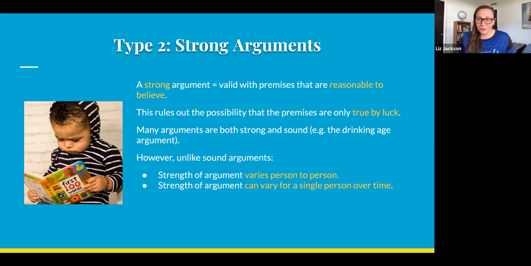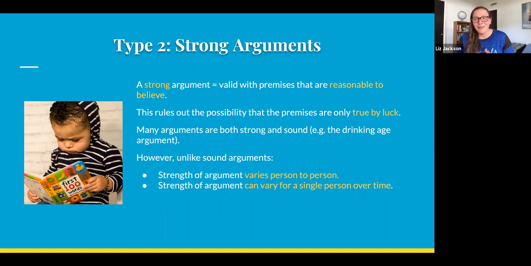So I actually think children are a really good example of both of these facts. An argument might be strong for you that isn't strong for a child because a child just doesn't have access to the same kind of evidence that you have. And same with you as a child versus you now. An argument might be strong for you now that wasn't strong for you as a child because as a child you just didn't have the evidence you have now.